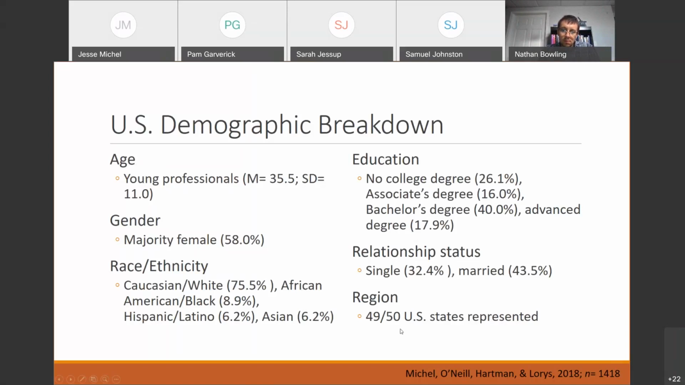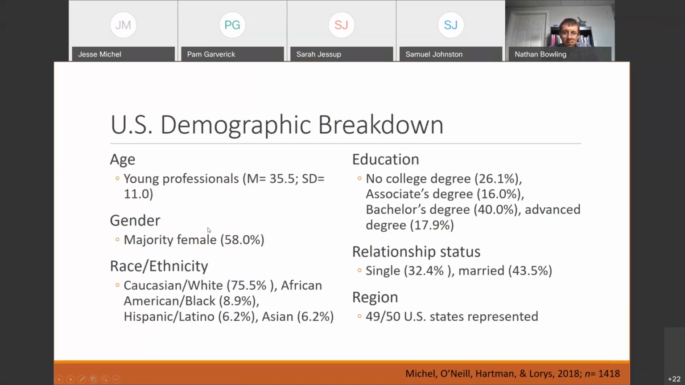We screened it like any data, we cleaned it, and we had 1,418 participants that provided good, clean data. And this is just a breakdown of the demographics. We can see that on average, these tend to be young professionals, so the average age of 35. They tend to be a little more female, right?